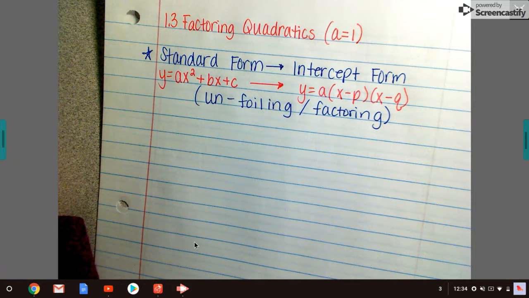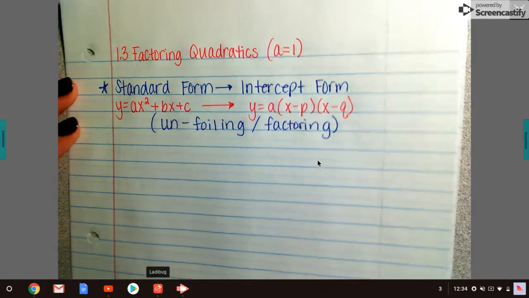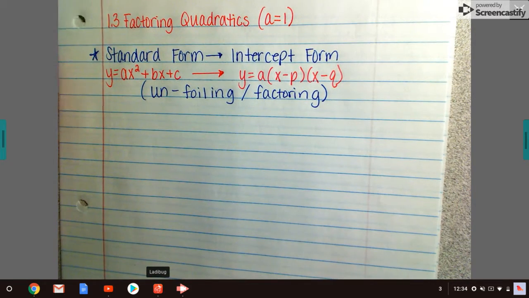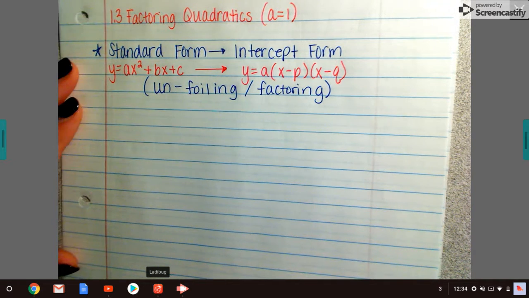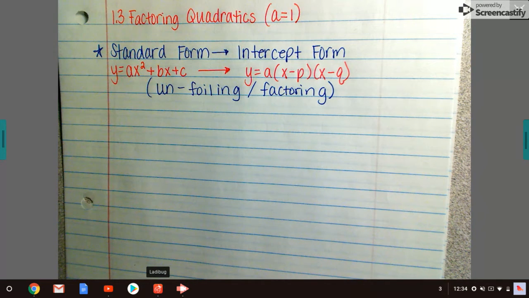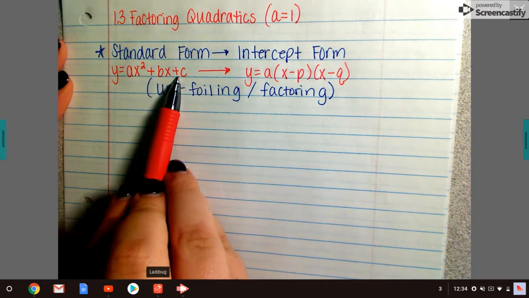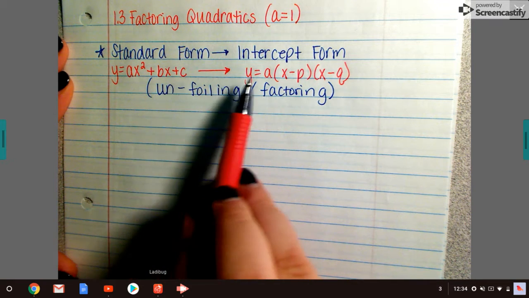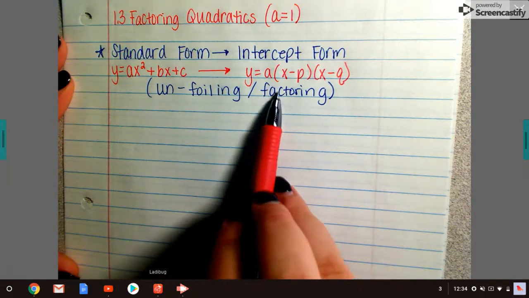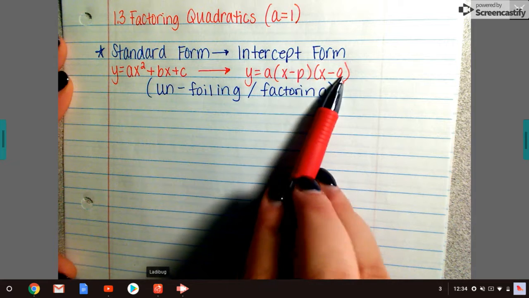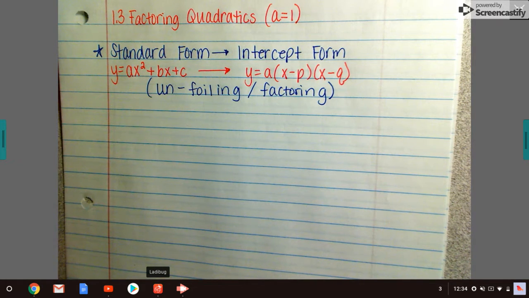We're going to walk through our notes on factoring quadratics with a equal to 1. When a is greater than 1, we'll work on those in a separate set of notes. The whole deal with factoring quadratics is we're starting from standard form, ax squared plus bx plus c, the non-factored form, and we're going to end up factoring it, or unfoiling it, to get to the intercept form, which is very useful, especially for story problems that we'll work out.